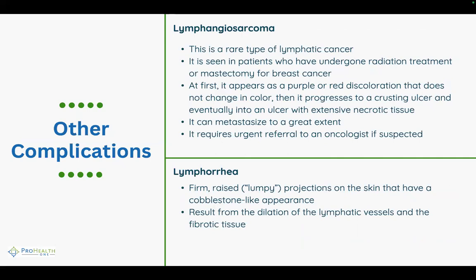Physically, this will appear as more of a red or purple discoloration of the skin, but then it usually progresses to more of a crusting ulcer and then becomes more necrotic. So if you see an alarming type of wound in a patient who has a history of cancer and had lymphedema, it's usually something to be very, very proactive about. Especially when you see the skin changes and the ulcer forming, they would need a very urgent referral to an oncologist just to evaluate and treat that.